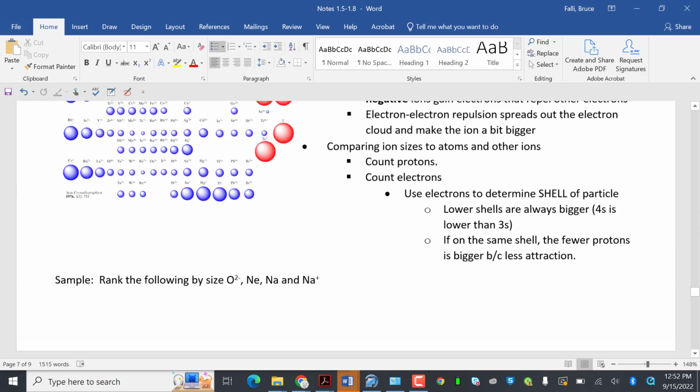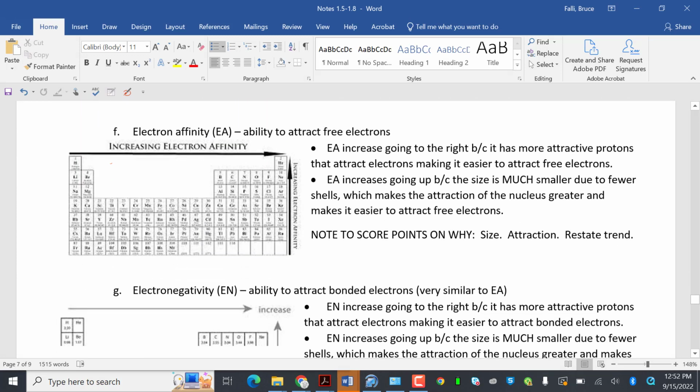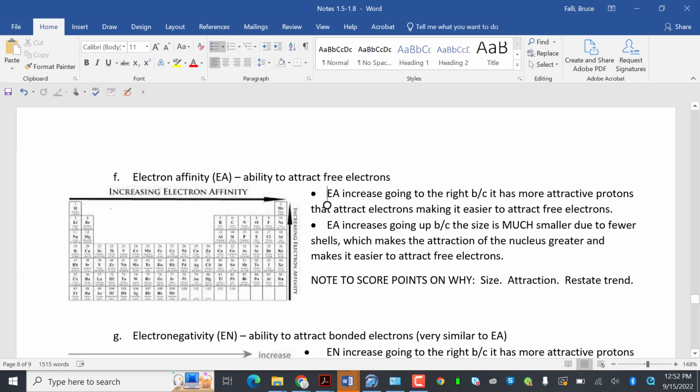This is Mr. Folly, and welcome to the last part of 1.7, where we will talk about trends and explain trends in the periodic table. So let's hop to it.